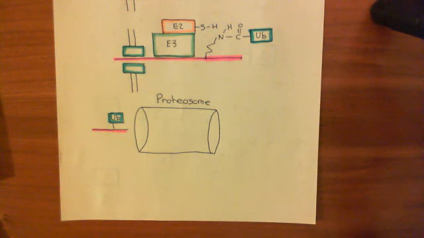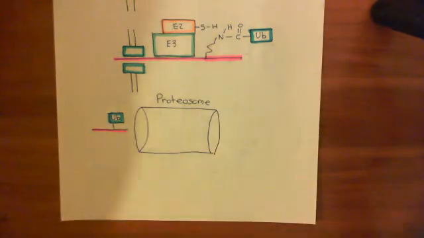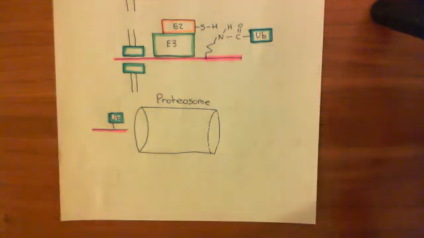Okay, and that's how the endoplasmic reticulum activates degradation of proteins that are folded incorrectly, and this is the ERAD pathway, the endoplasmic reticulum activated degradation. Okay, so that's all for this video.